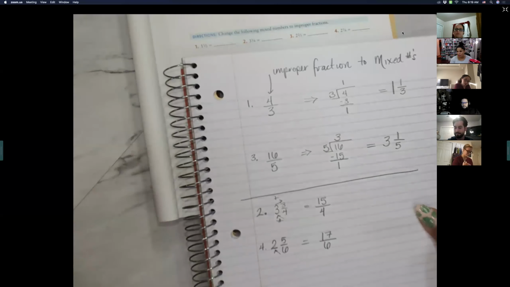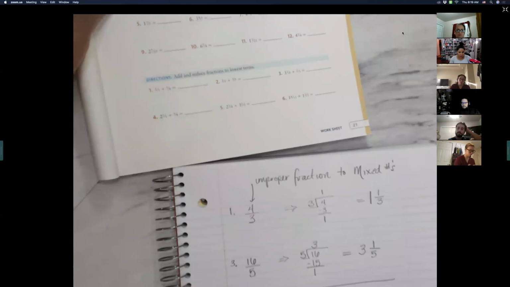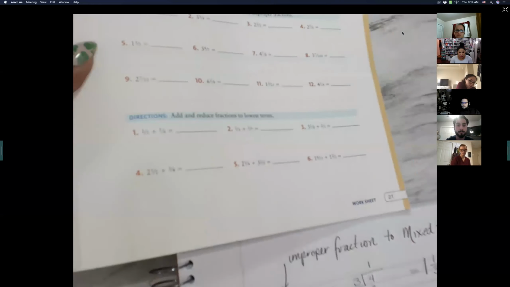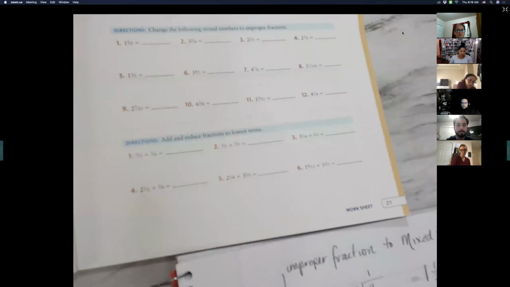Okay? Now, let's go to this last section on this worksheet. I'm going to have to work on this camera situation because I'm seeing that it won't focus. So I do apologize for that, guys.